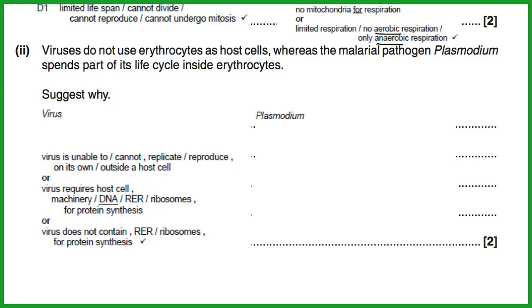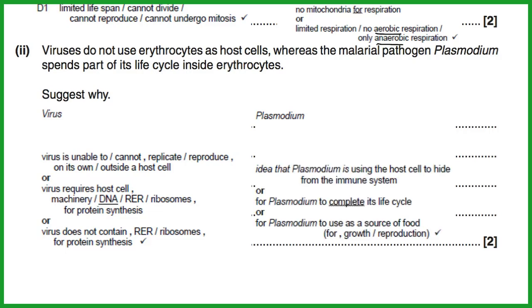Whereas the Plasmodium parasite is using the red blood cell to hide from the immune system. It's completing its life cycle by using the contents of the red blood cell as a source of food for the growth of the Plasmodium. So in this answer you needed to link the absence of the nuclei and the membrane-bound organelles to why the virus wouldn't reproduce inside an erythrocyte, whereas the Plasmodium would be able to hide from the immune system and also use the red blood cell as a source of food.